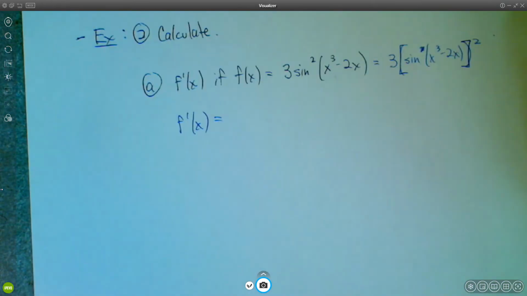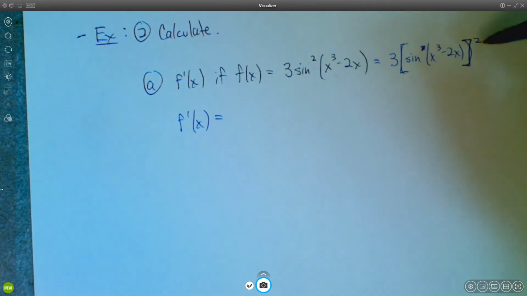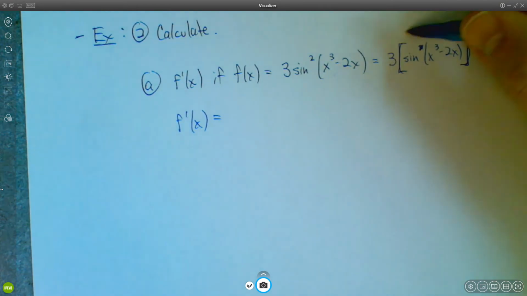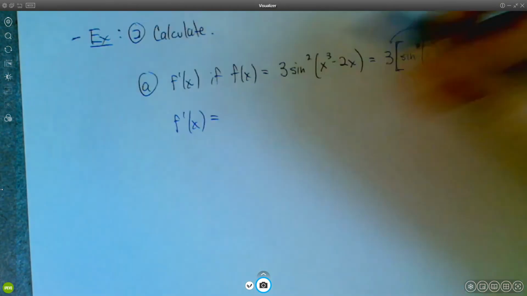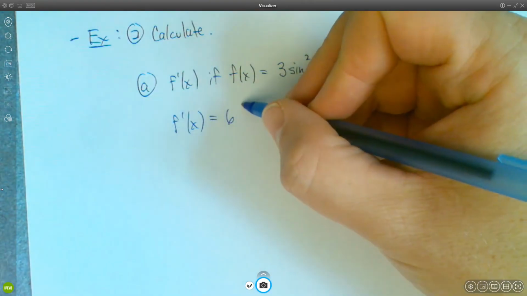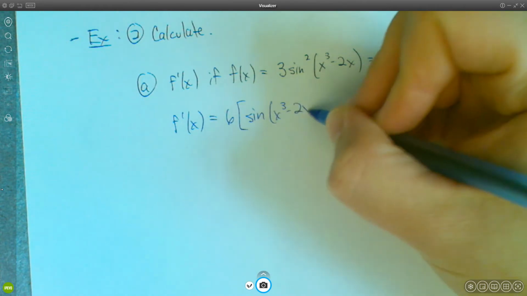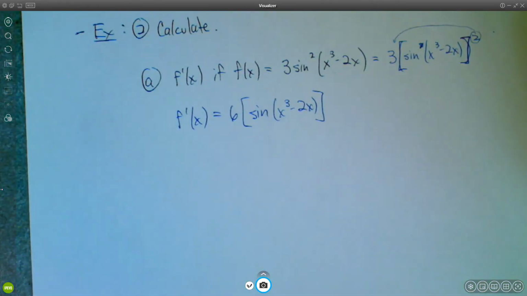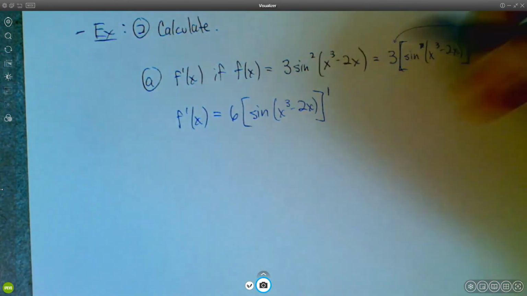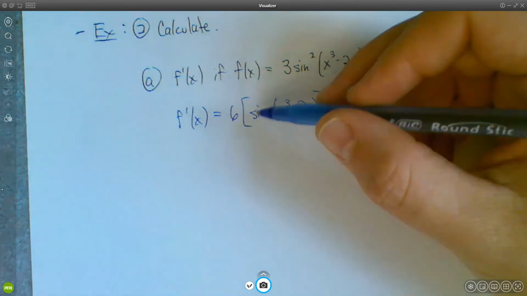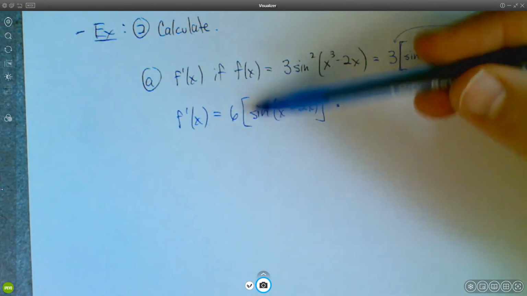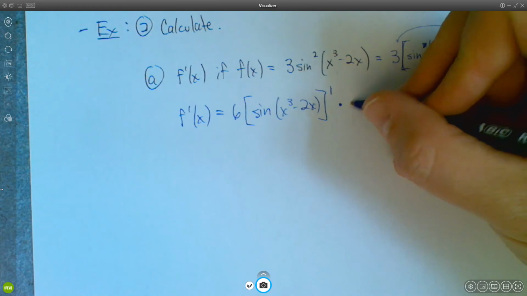Well, it turns out that the chain rule still works for this, right? You just take the derivative from the outside in, okay? So in this case, we would take the derivative of the outermost function first, right? 3 times 2 is 6, sine of x cubed minus 2x, to the first power, right? 2 minus 1 is 1. And then we multiply that by the derivative of the middle function, right? So what's the derivative of sine? Well, it's cosine.